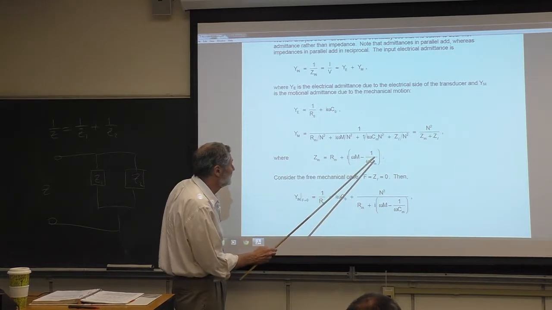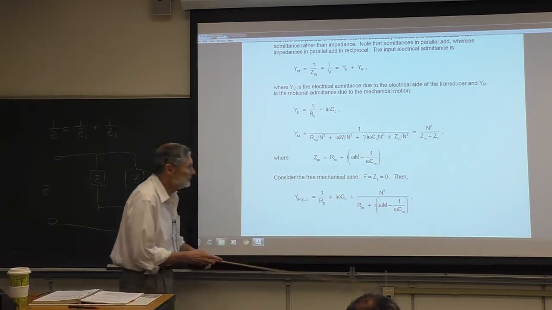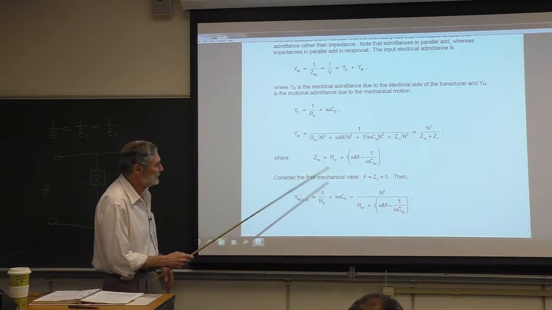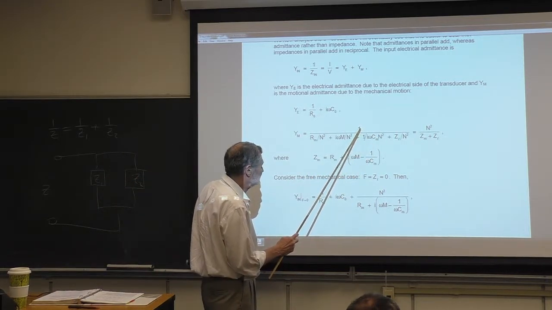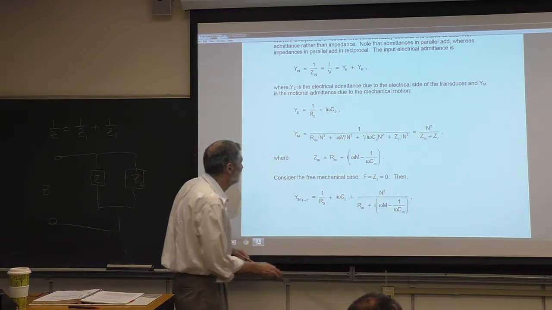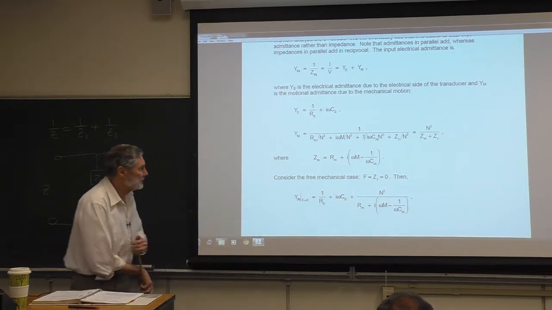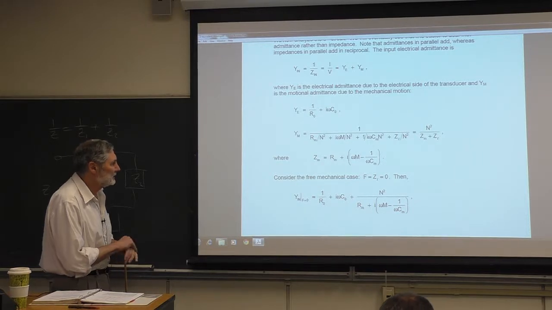And we can represent that simply, multiply through by n squared, where n is the ratio of the number of turns, but it's really, in general, a complex number. We multiply through by n squared, we get this. We can write it like that. And this is the standard damped harmonic oscillator impedance. We're going to consider the free mechanical case.